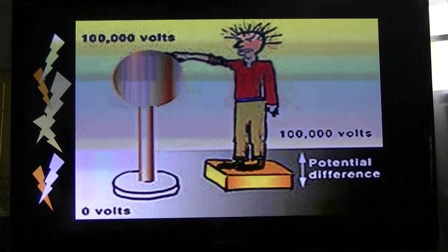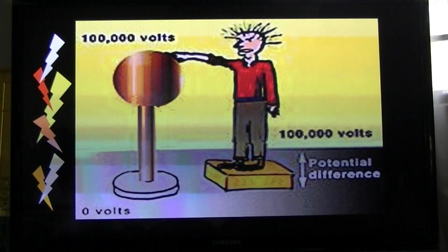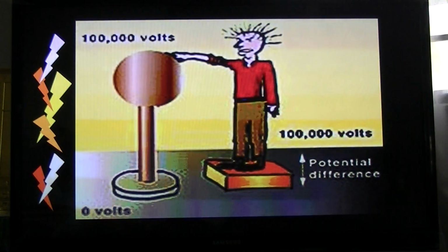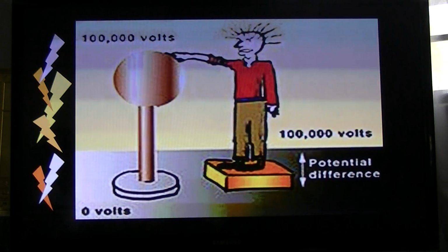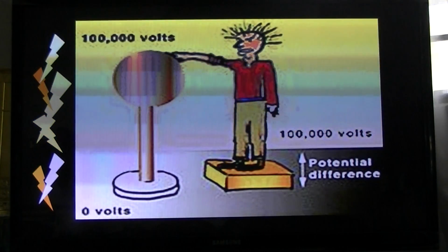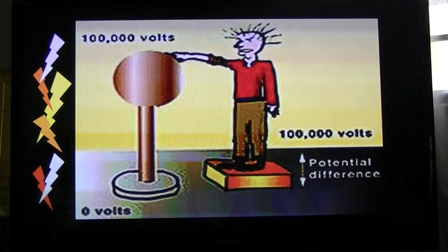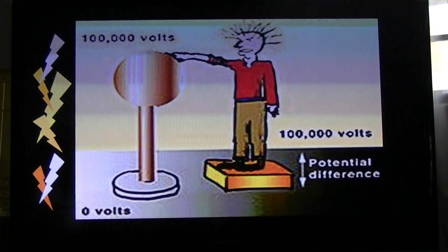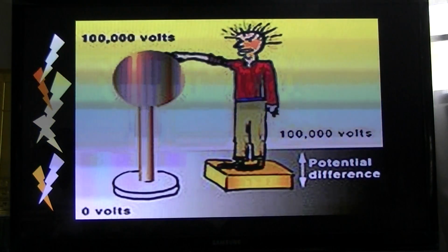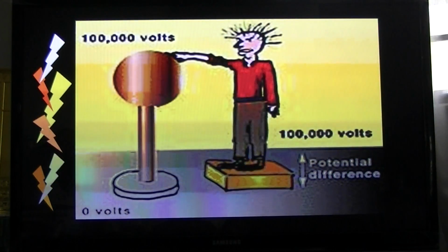Do you remember this at the Science Museum? They have a big ball, 100,000 volts, and then they put somebody on a pad. You stick your hand on this thing, they run the voltage. It's interesting that you can have so high voltage, but there's no amp. If there's amp, you'll be dead. Amp is the thing that kills you and not the voltage.